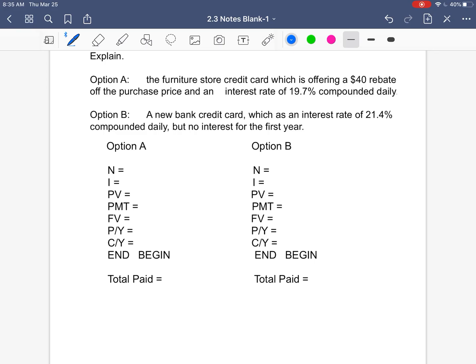I actually looked at mine this morning. Mine is 19.9. Which is very high, which is why you never want credit card debt.